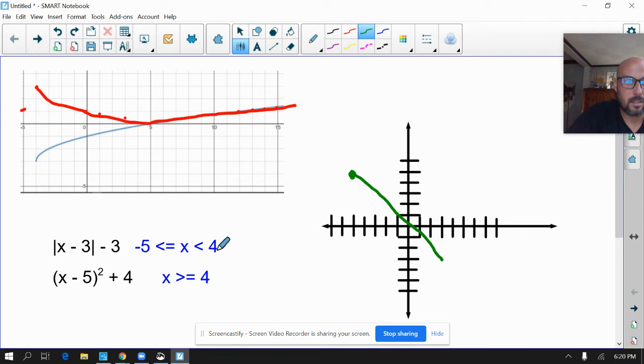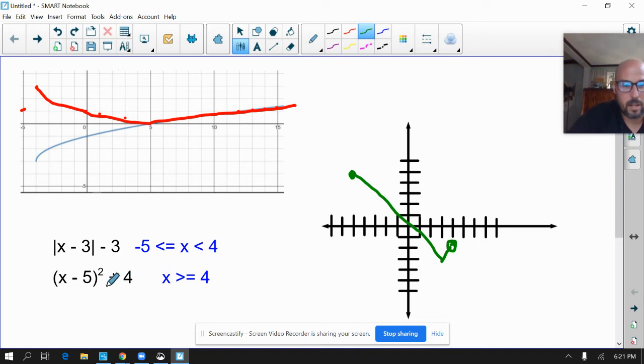But what about when x is 4? On the other side, if x is 4, you have 4 minus 3, which is 1. The absolute value of 1 is 1, and 1 minus 3 is -2. If people made a mistake, they made a mistake here. When you plug in 4 for x, you get -2. So from the origin, 1, 2, 3, 4, and then down 2, right there. And you have an open circle here. So that's the absolute value piece of this function.